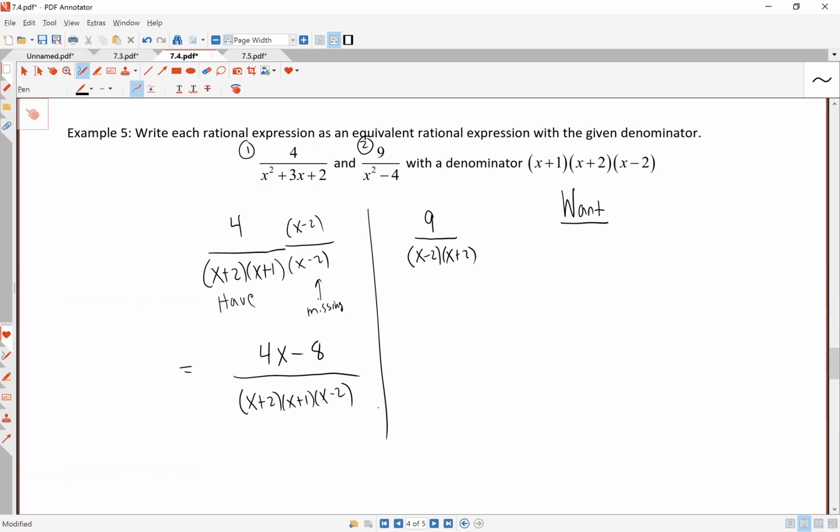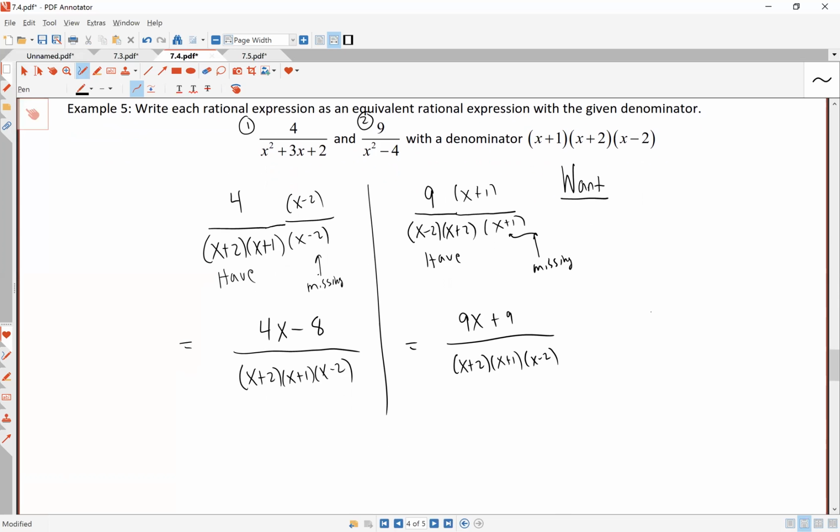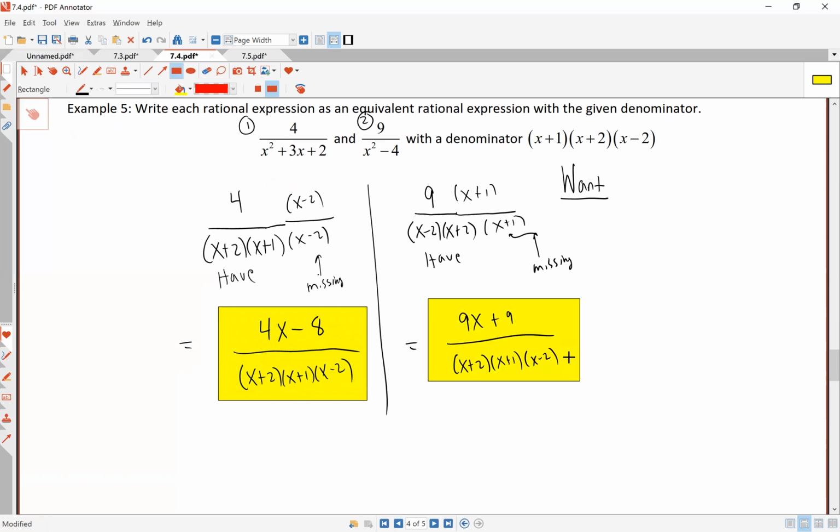For 9 over x minus 2, x plus 2, I have a minus 2 and a plus 2. I want to have a plus 1, plus 2, and minus 2, so I'm missing the x plus 1. So we multiply out the numerator, but leave the denominator the same. Don't multiply out the denominator. So there's our two equivalent fractions with the specified denominator.